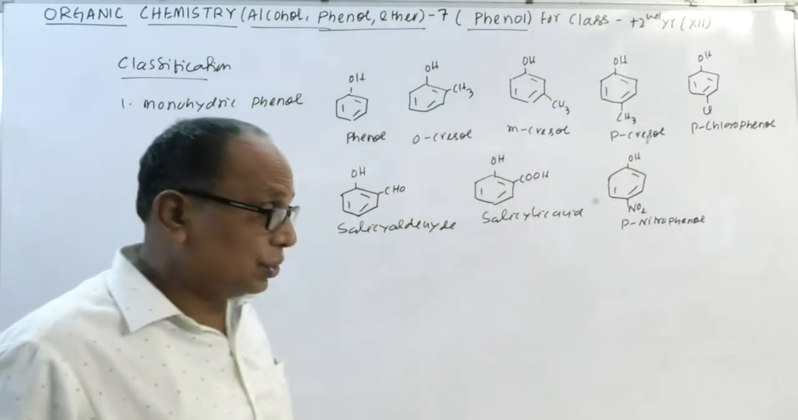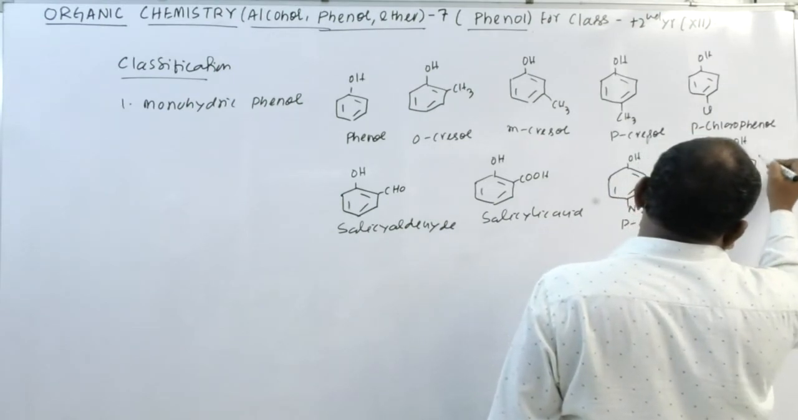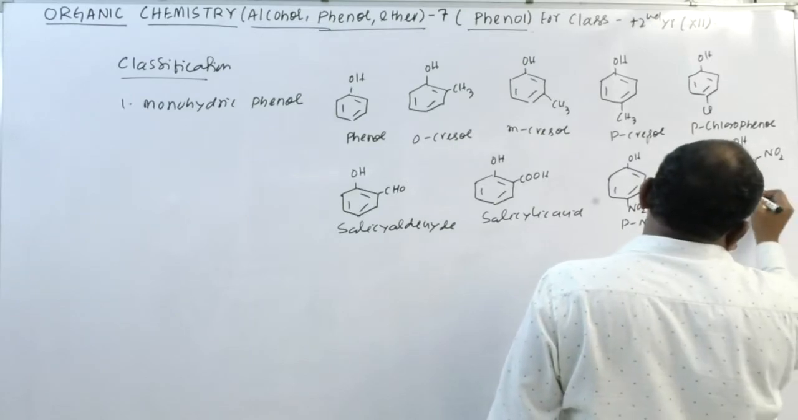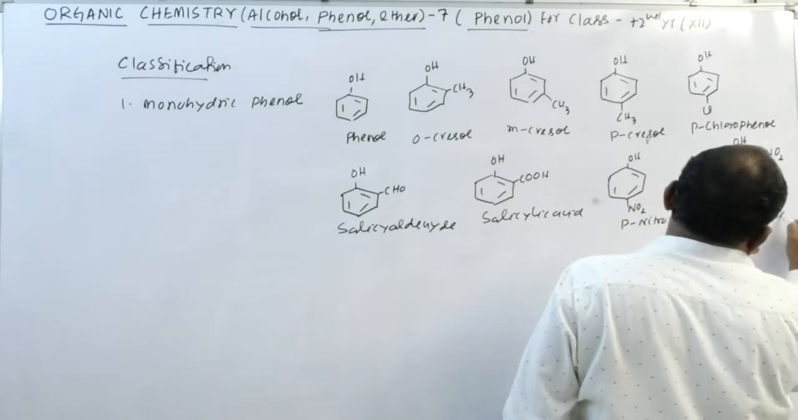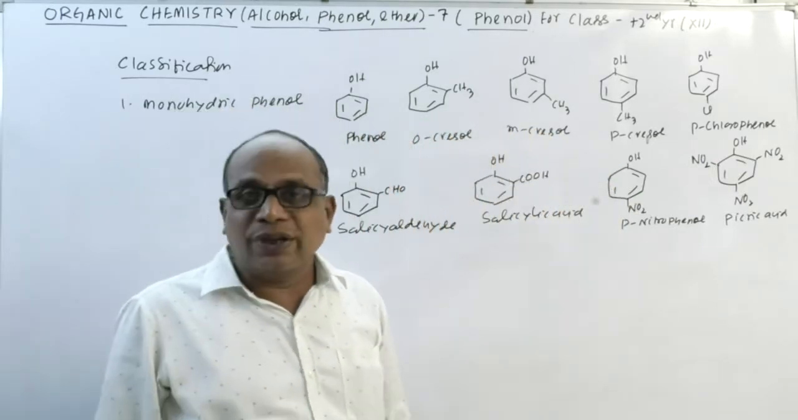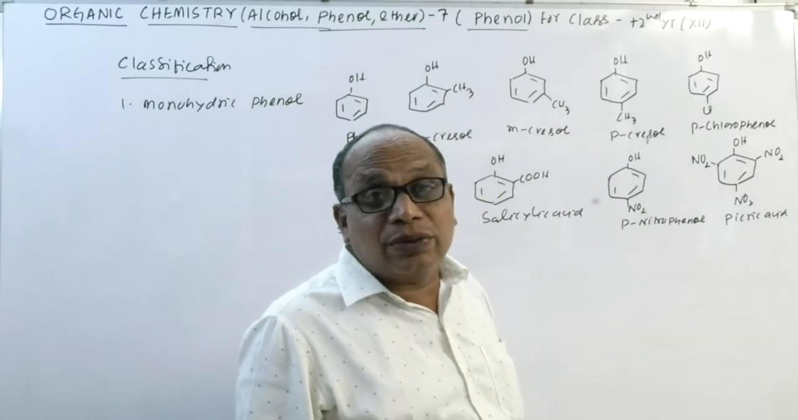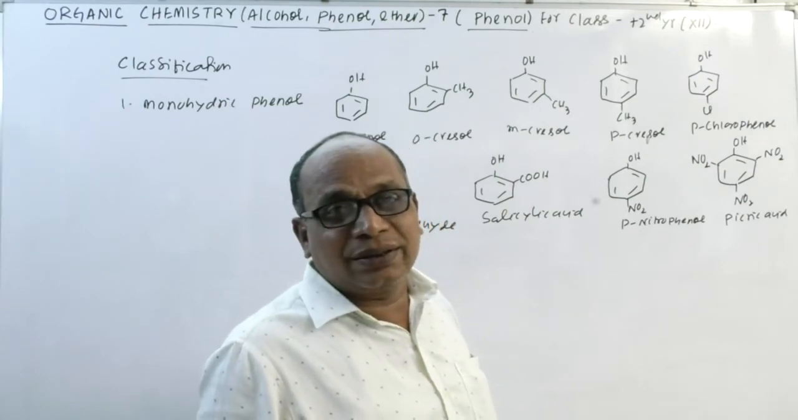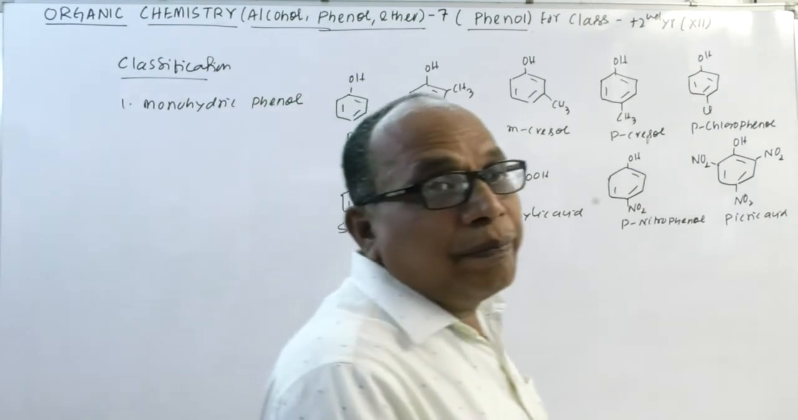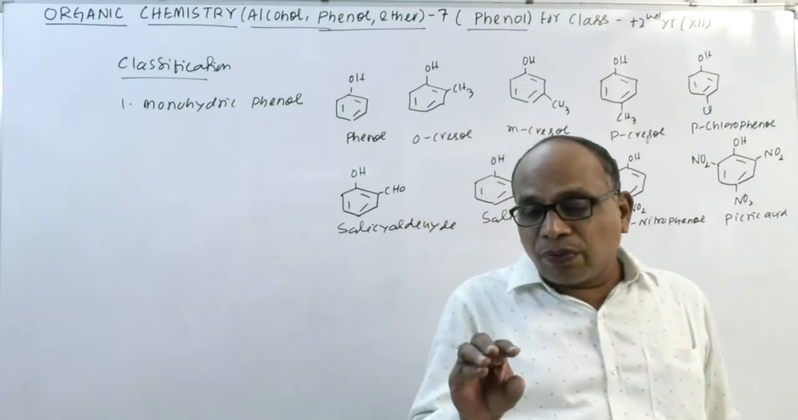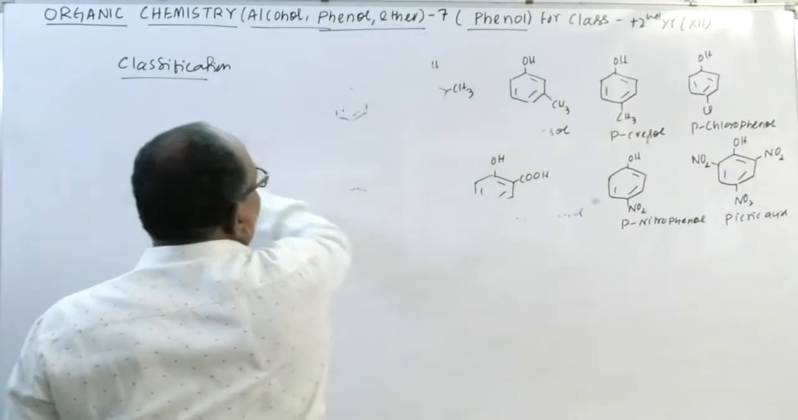And another one, one of the most stable compounds, is your phenol with the OH, substituted by three NO2 groups, and this is called picric acid. It is a very strong acid like carboxylic acid, but does not have any carboxylic acid COOH group. That's called picric acid. Okay, these are all monohydric phenols, meaning the benzene nucleus contains one OH group along with other substituents. Let's come to the dihydric phenols.